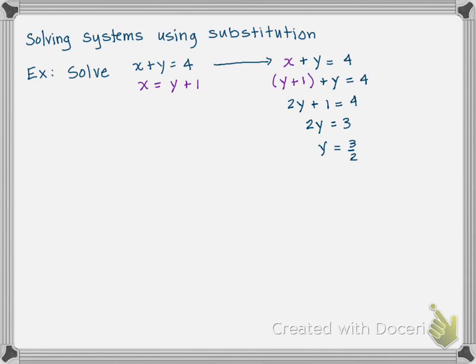Luckily, that purple equation tells me exactly how to get my x value from my y value. So I'm going to come back over here and say x is equal to, and put that 3/2 in for my y, plus 1. So x is equal to 5/2. Which gives me the solution 5 halves, 3 halves.